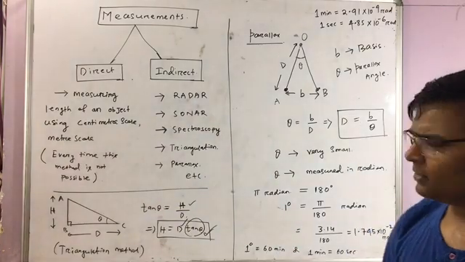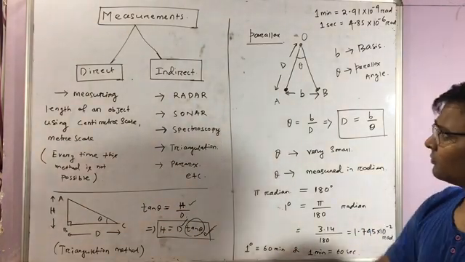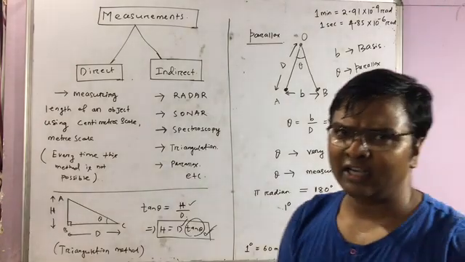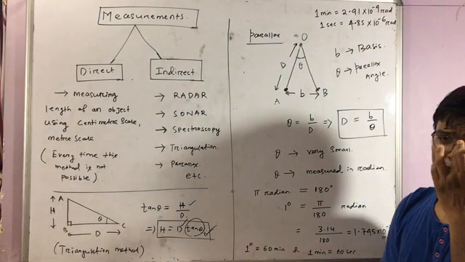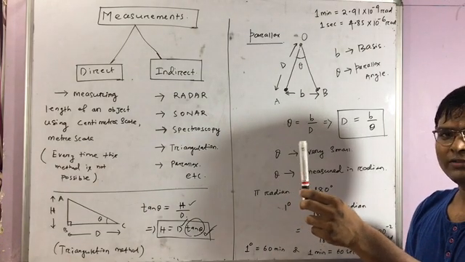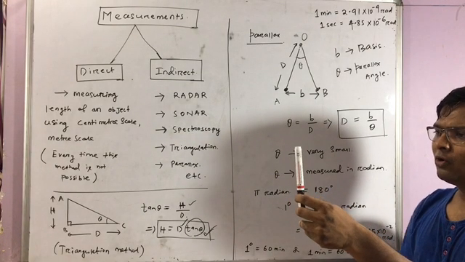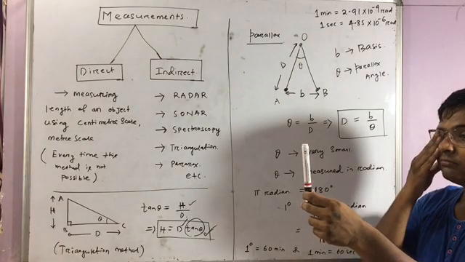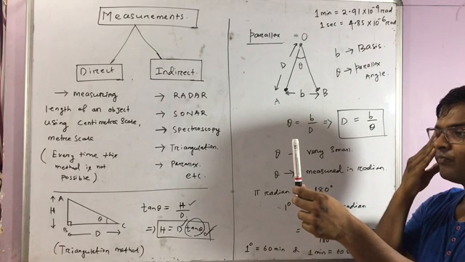This is one type. Similarly, you can use the parallax method. Let me explain what is the meaning of parallax. Parallax is what? Suppose you hold a pencil in front of you. Close one of your eyes and see the pencil. Clear?